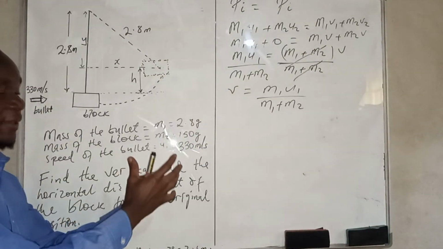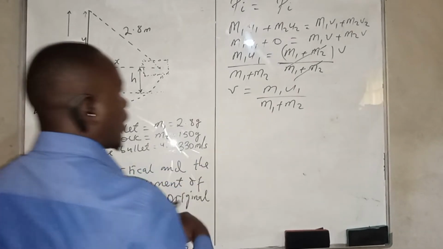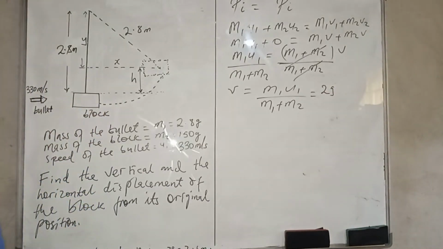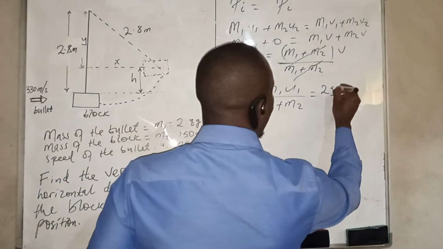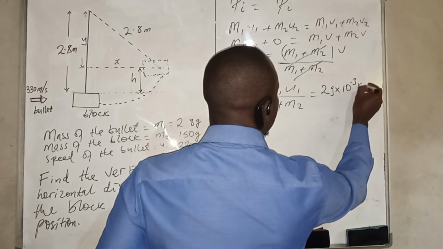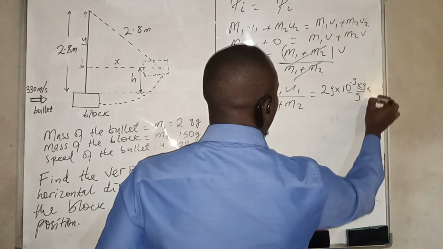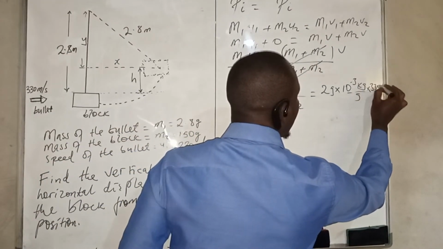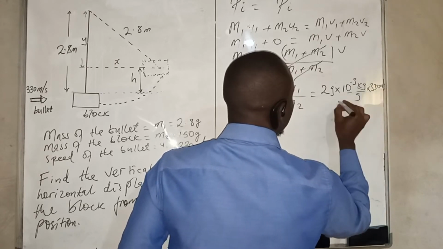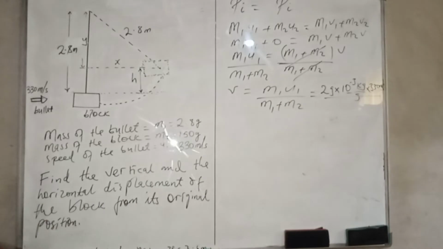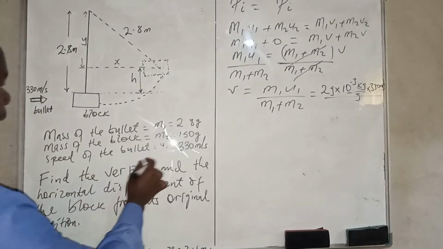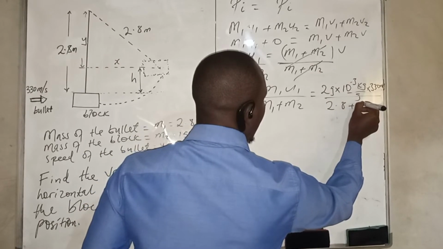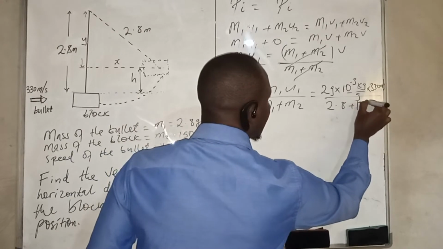Now, if we plug in the values in this equation, m1 is 2.8 grams, but since we need to convert to the SI unit, we multiply by 10 to the power negative 3 kg per gram. Then u1 is 330 meters per second. So this is over m1, so we have 2.8 plus 150.